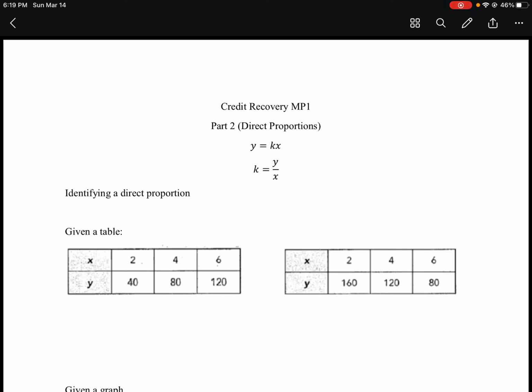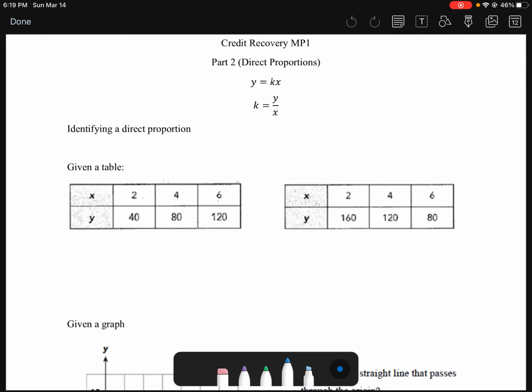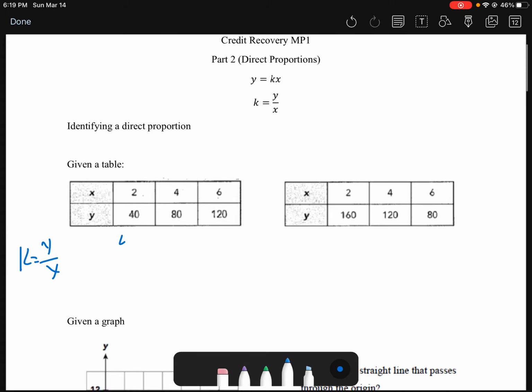So the first thing that we can talk about is how to identify a direct proportion. When given a table, we will be using the formula k equals y over x. I'll take each y value and just divide it by the x value. So 40 divided by 2 gives 20, 80 divided by 4 is also 20, and 120 divided by 6 is also 20. Because these three numbers are the same, we have the same k value. That means this table does represent a direct proportion relation.